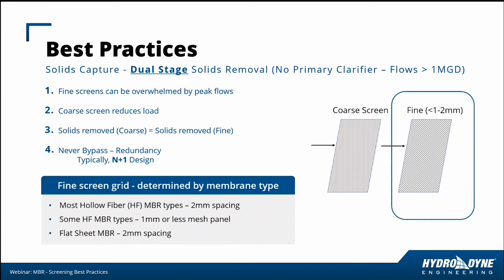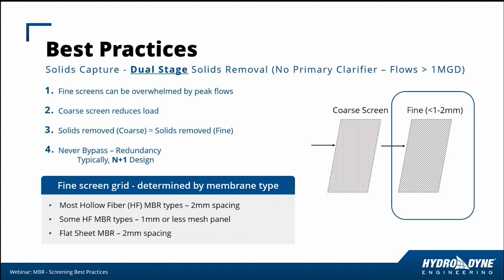We also never want to bypass the screening system. So that means redundancy is required generally. And typically redundancy is in an N+1 configuration. So if it takes a single screen to process, say 10 MGD, then we would do N+1 or 2 screens to protect our MBR process.